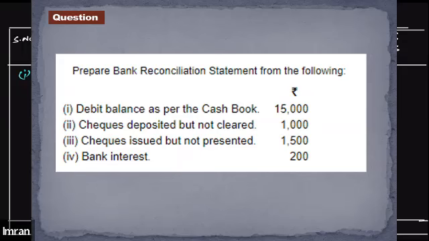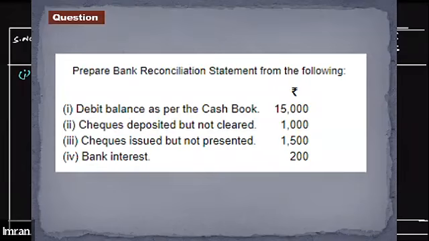If the cheque has been deposited but not cleared, this means that in the cash book this amount must have been recorded, but since it is not yet cleared, the bank has not recorded it in the passbook, right? Is that understood? Because the cheque has been deposited, we must have recorded that in the cash book, but the same is not yet cleared. That means the banker did not record this in the passbook. You understand that?